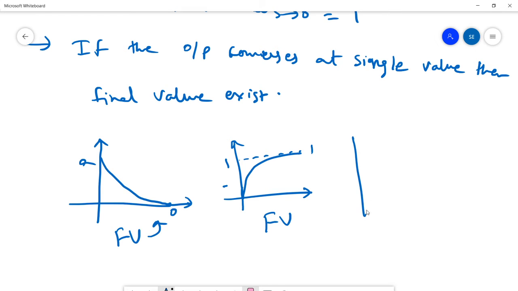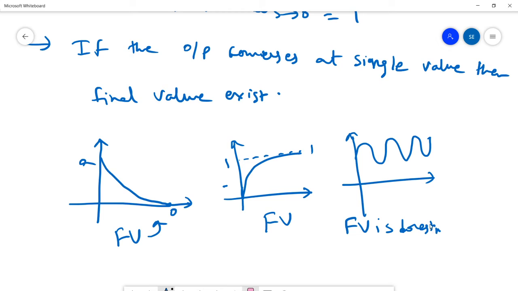But what if you have oscillatory responses? See, a sinusoidal response. If your output is generating this kind of sinusoidal response, can you determine the final value for this system? It will be varying throughout the time period; it is not static. So the final value for this doesn't exist. It is undefined.